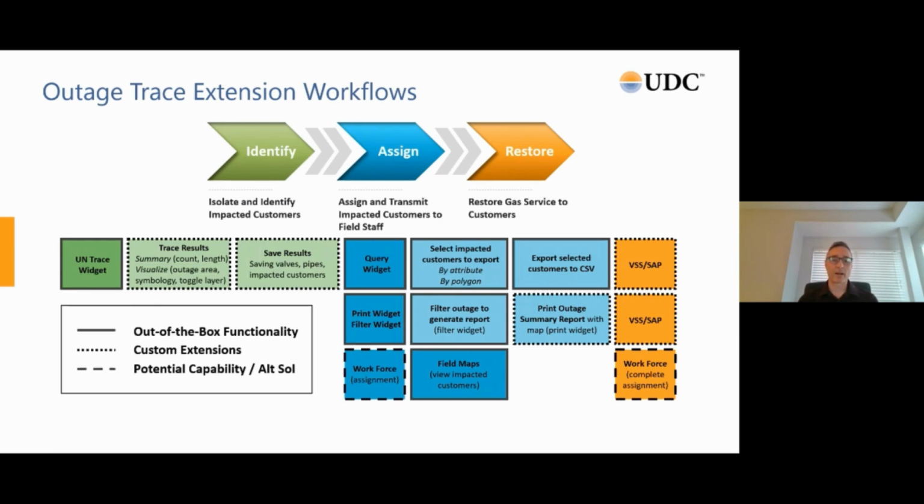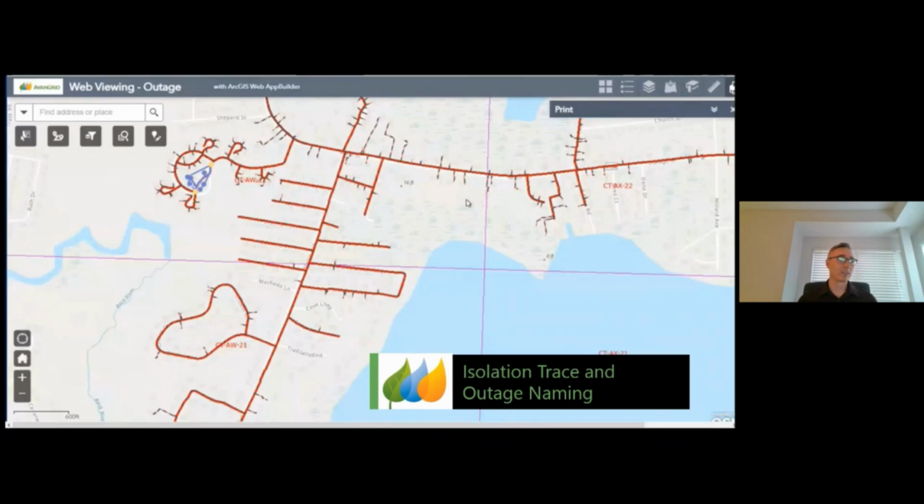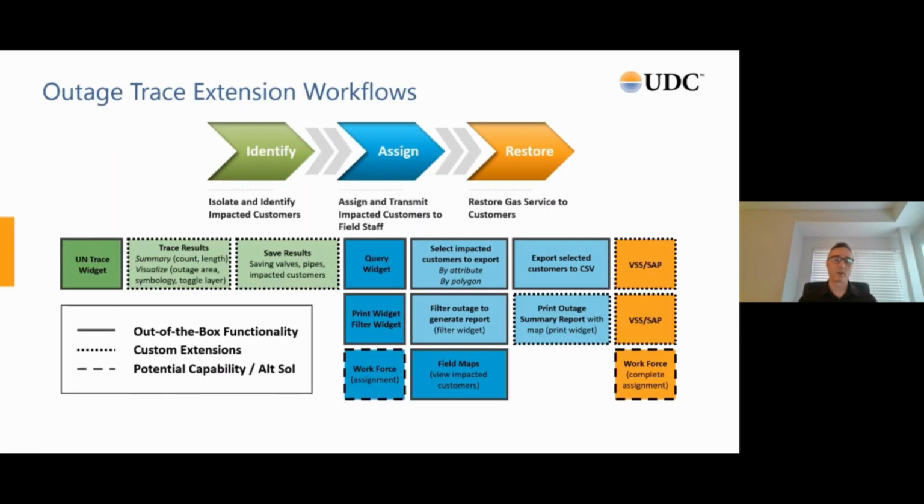Using the out-of-the-box print and filter widget, users can select the outage and create a detailed report to be sent to additional team members and filed for regulatory reporting. Once SAP has consumed the outage data, AVANGRID will use SAP to track work through notifications and work orders within their system. Some of the potential solutions for work management we recommended was Esri's Workforce. However, at the time, AVANGRID wanted to use their current system, SAP.